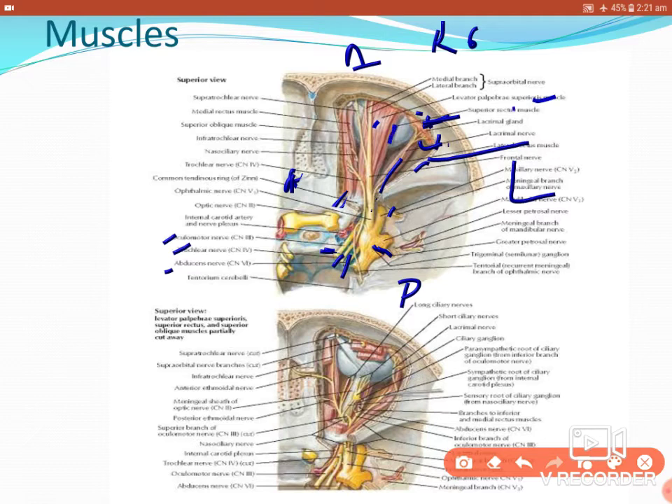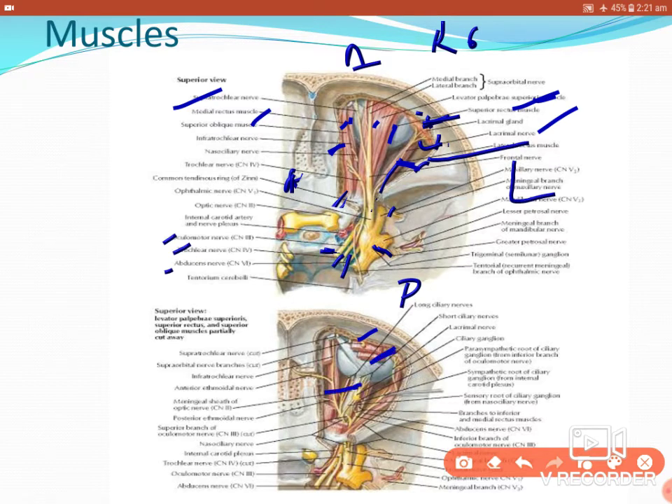Deep to that we get the superior rectus muscle. Laterally this is the lateral rectus muscle. Then medially you can see the superior oblique superficially, and deep to that we get the medial rectus muscle. In the second figure, the levator palpebrae superioris and superior rectus are cut.